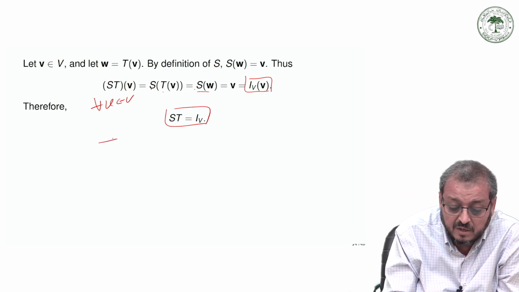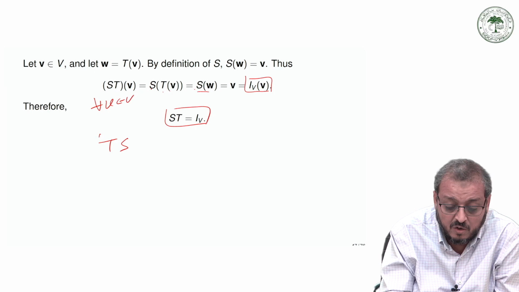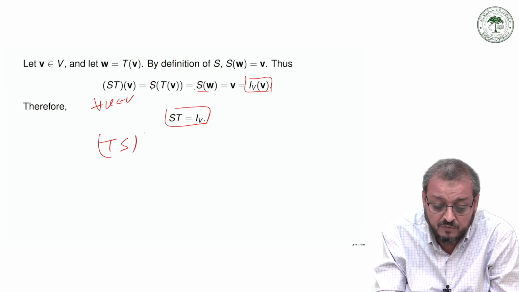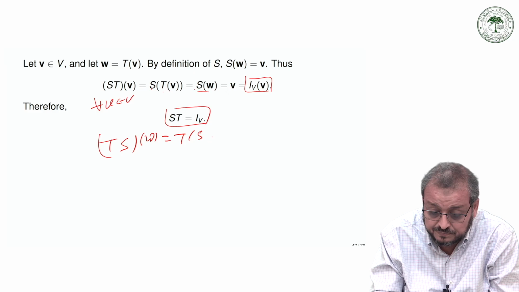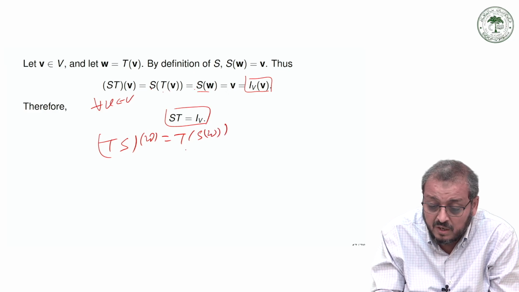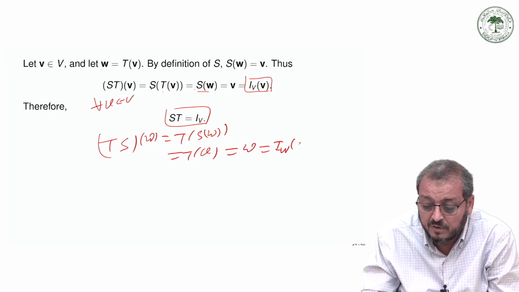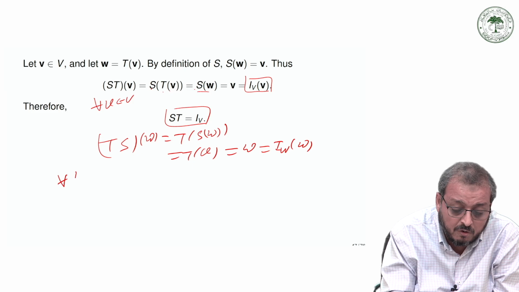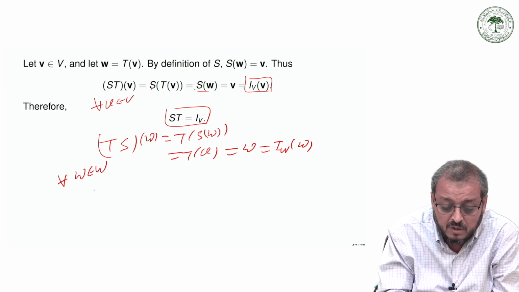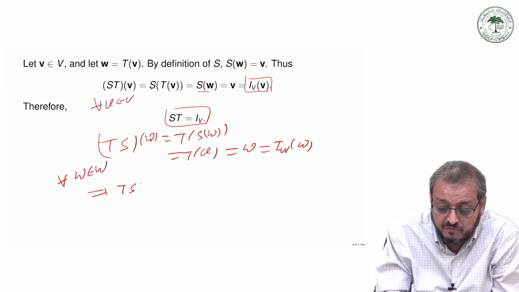Similarly, we can prove that ST is the identity. Take a W in the space W, then we have T of S of W. Now S of W is equal to a V, and T of V is nothing but W. This can be written as the identity on W of W, for all W belonging to W. So we can say that clearly T of S is equal to the identity of W.